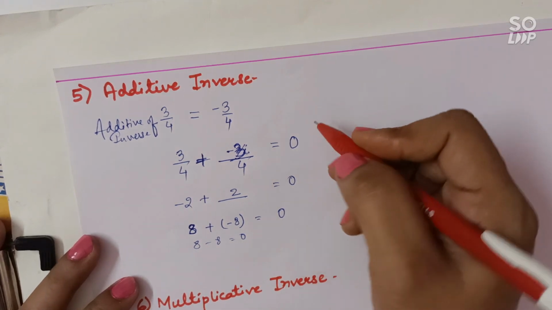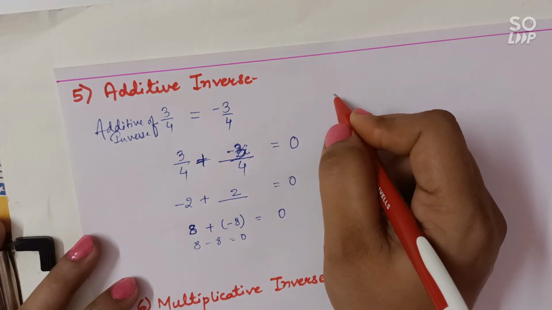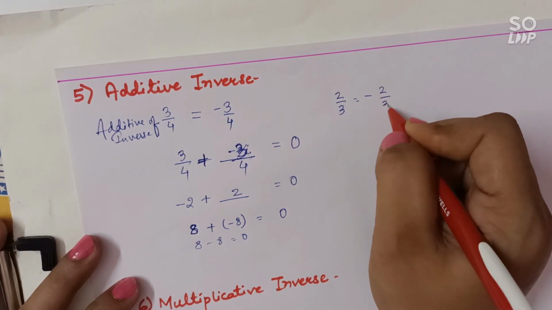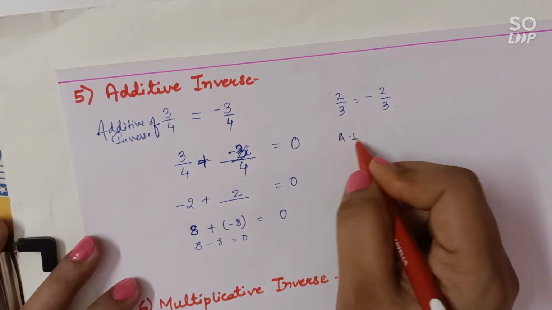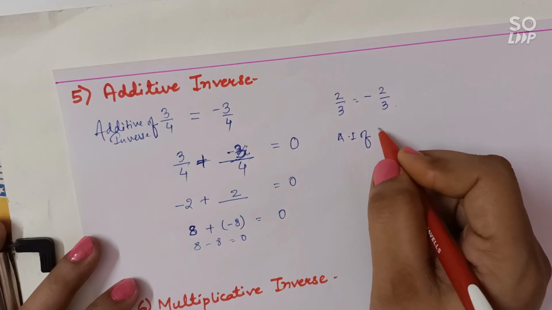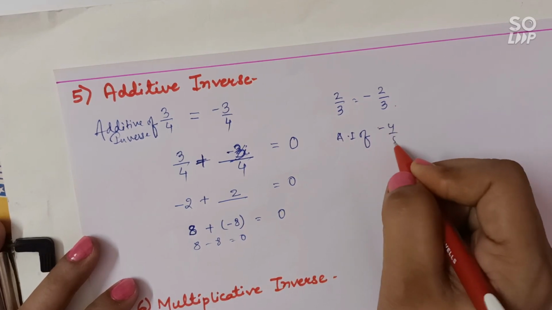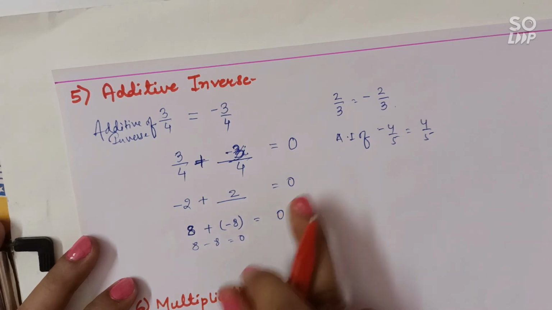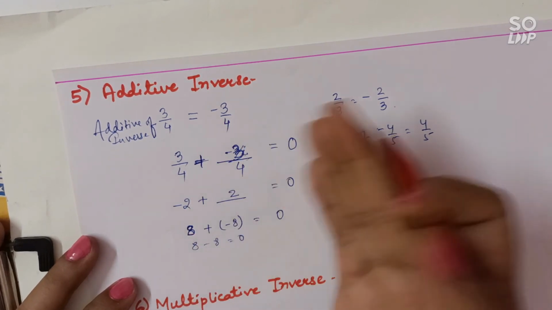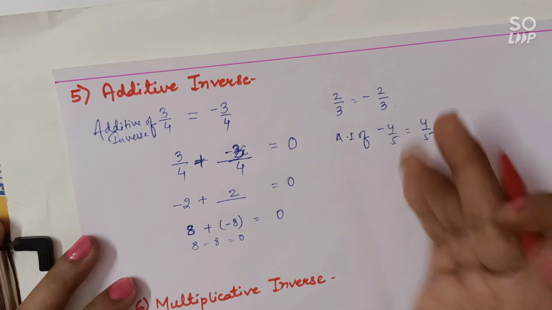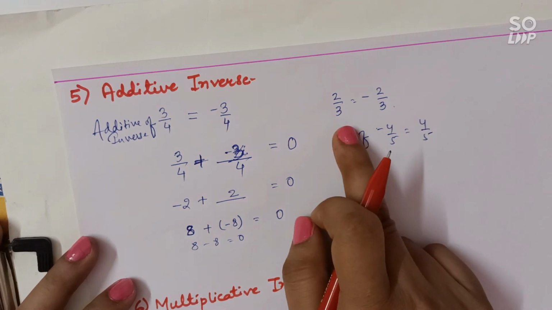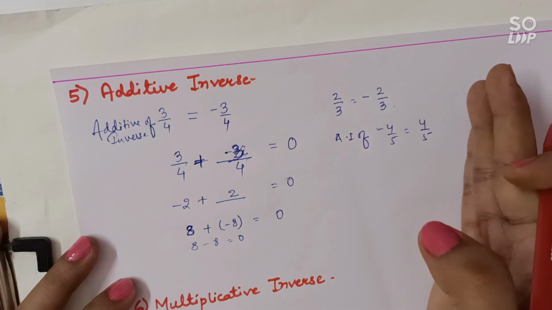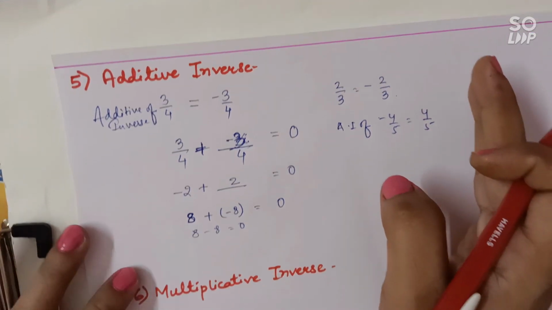So if it is asked what is the additive inverse of 2 by 3, you'll simply say minus 2 by 3. If somebody asks you what is the additive inverse of minus 4 by 5, you'll say 4 by 5. If it is negative, the additive inverse will be written in positive. If it's a positive rational number, the additive inverse would be written as the same number with a negative sign. That's it.